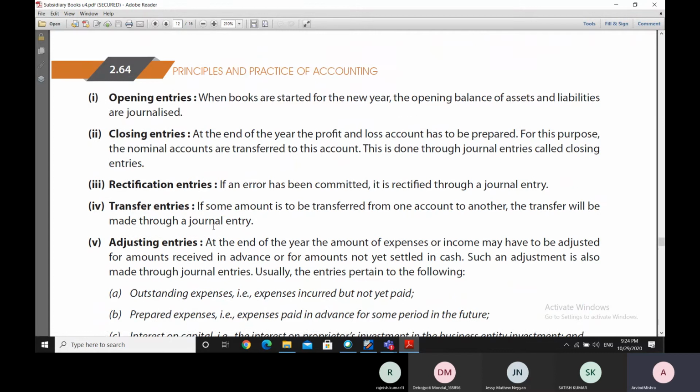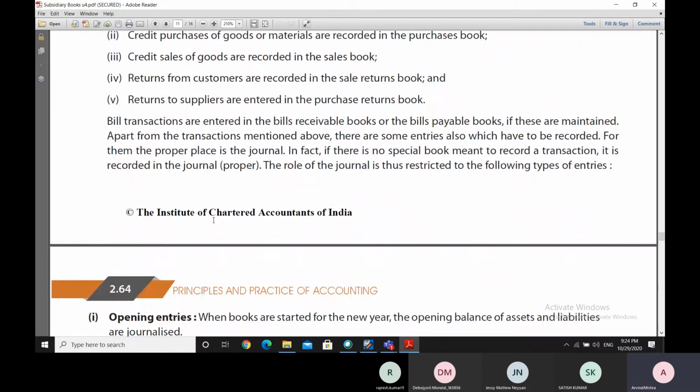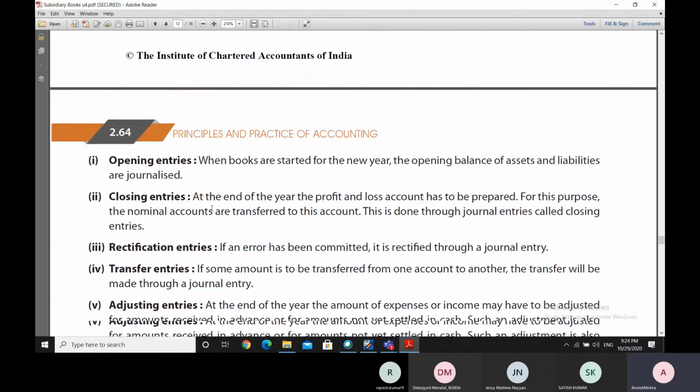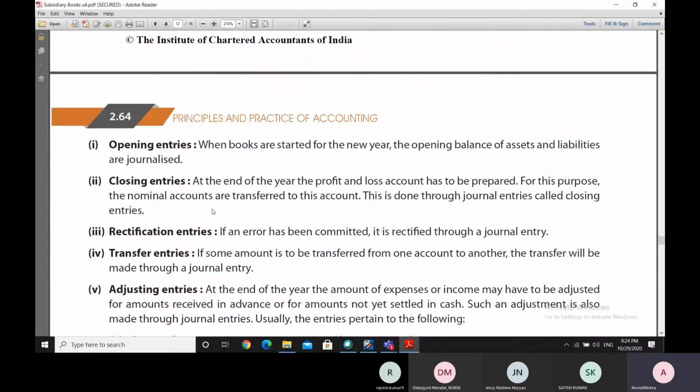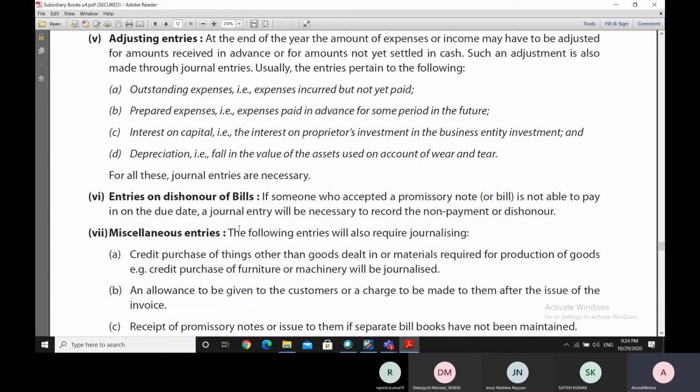We are trying to understand what is the use of a journal, which is a very, very important thing to understand here. A journal is used to make opening entries, the closing entries, the rectification entries, the transfer entries, and the adjustment entries. And of course, there are some more reasons for making entries in the journal.